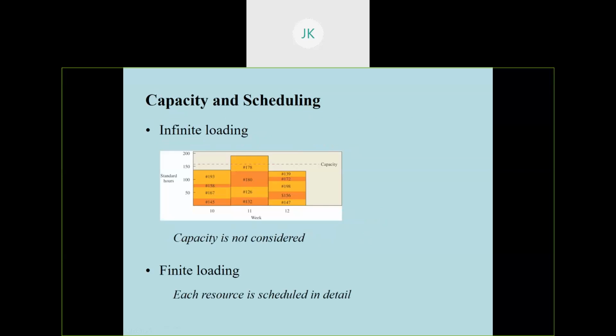Capacity and scheduling: infinite loading and finite loading. With infinite loading, we disregard capacity and just schedule. Sometimes the load is lower than capacity, sometimes higher, it doesn't matter, just schedule. Finite loading is about the capacity: the load is always lower than or matches the capacity. That is finite loading.